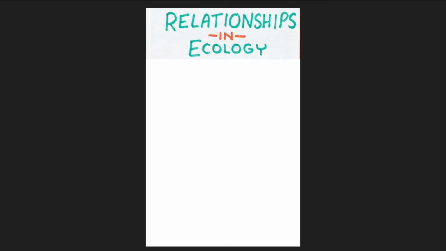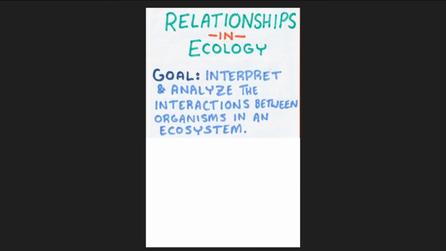All right, so relationships in ecology. We need some kind of goal, so let's go ahead and get that out of the way. Our goal in understanding how organisms interact is to interpret and analyze them. The reason I chose the words interpret and analyze is it's one thing to see a wolf eat a rabbit and say, hey, yeah, they obviously had some kind of interaction. But it's another thing to be able to interpret and analyze why the wolf ate the rabbit. And no, there's no deeper psychological meaning behind it. It's just understanding why organisms interact the way they do.